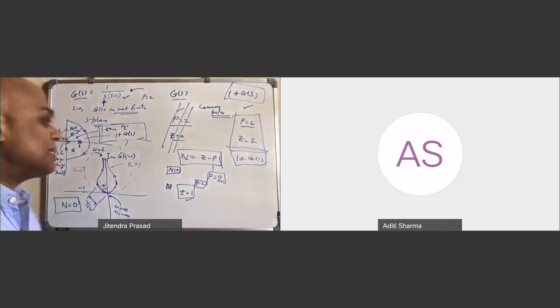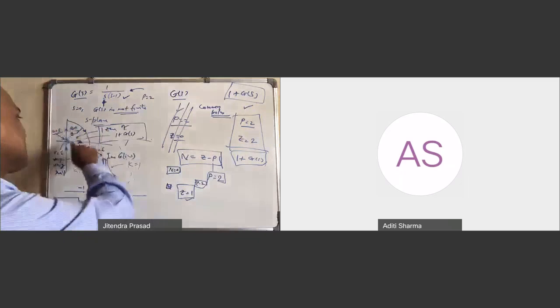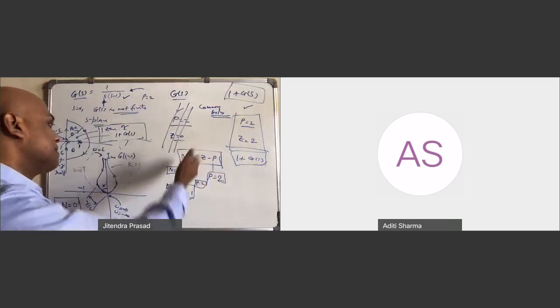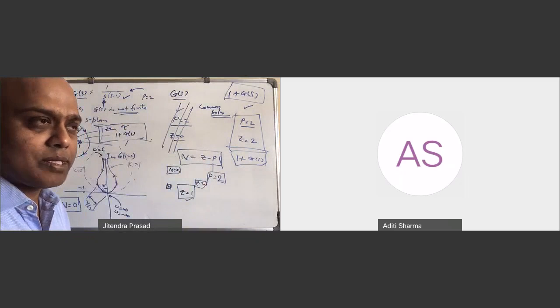So in this special case, you have to add for the one which is not counted. If you add that, then you get Z equal to 2.